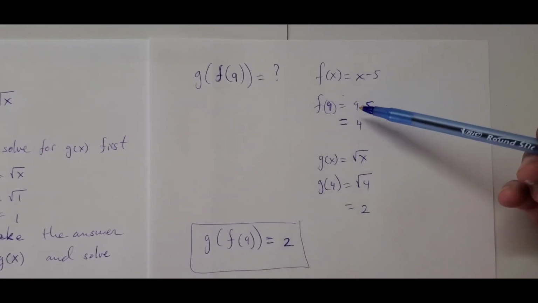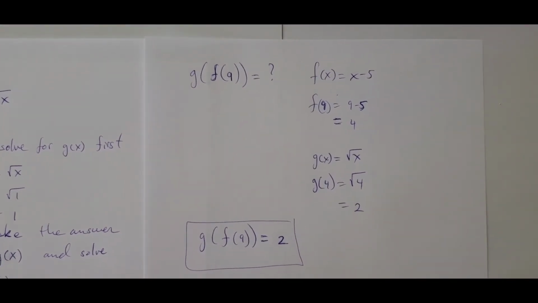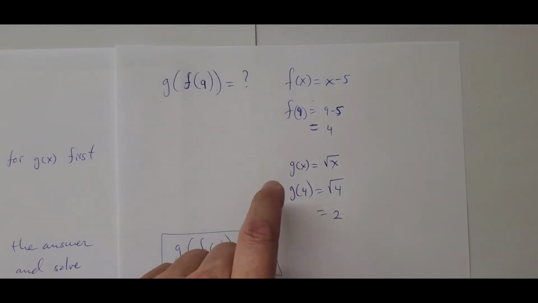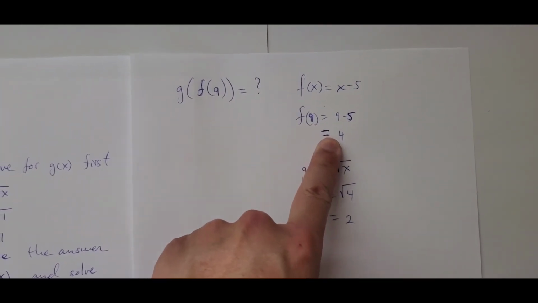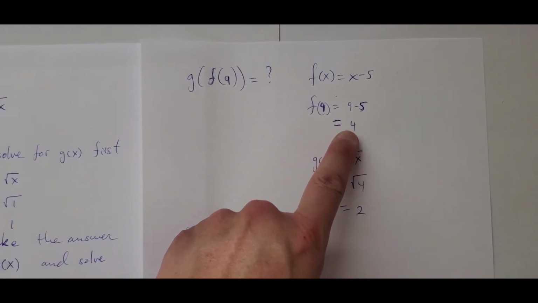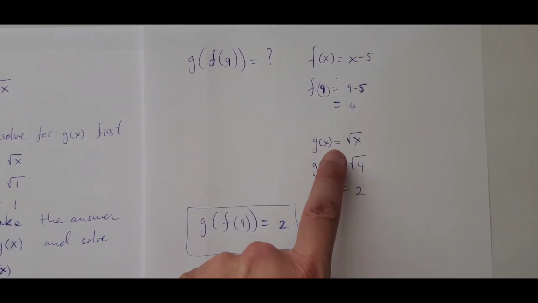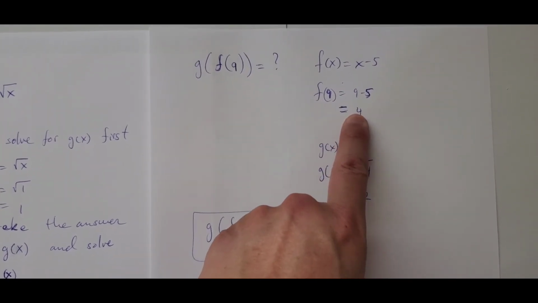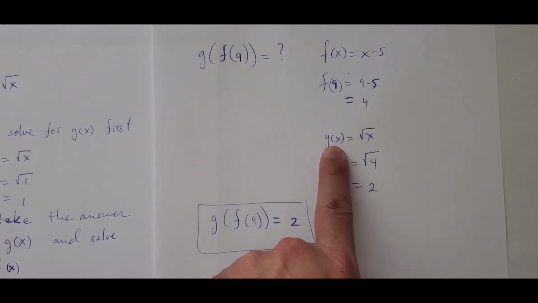All right, put the 9 in. So 9 subtract 5, which is 4. Do not stop here. You are not completely done. Take this 4 and solve for g.